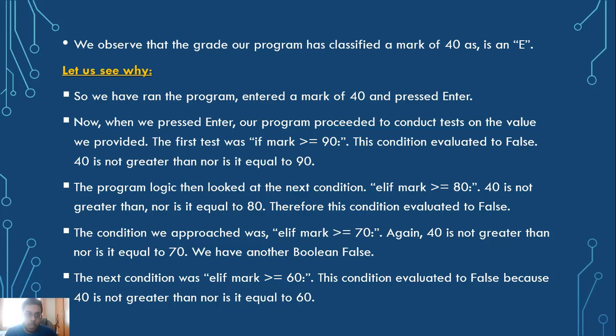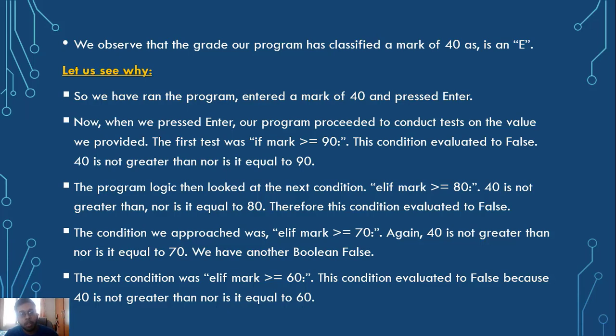The first test was if mark is greater than or equal to 90, this condition evaluated to false. 40 is not greater than nor is it equal to 90. The program logic then looked at the next condition. Elif mark is greater than or equal to 80. 40 is not greater than nor is it equal to 80. Therefore, this condition evaluated to false.